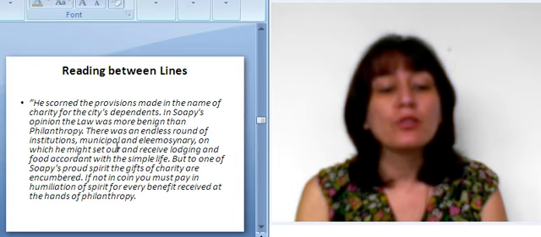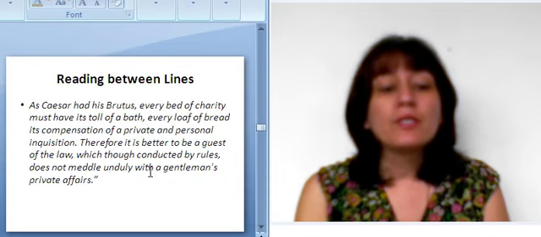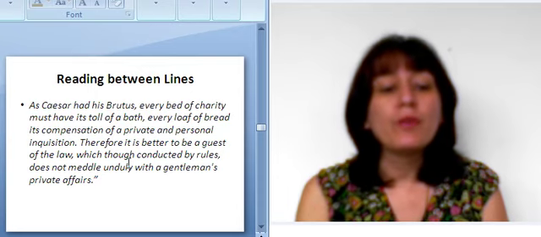As Caesar had his Brutus, every bed of charity must have its toll of a bath, every loaf of bread its compensation of a private and personal inquisition. Therefore, it is better to be a guest of the law, which, though conducted by rules, does not meddle unduly with a gentleman's private affairs.